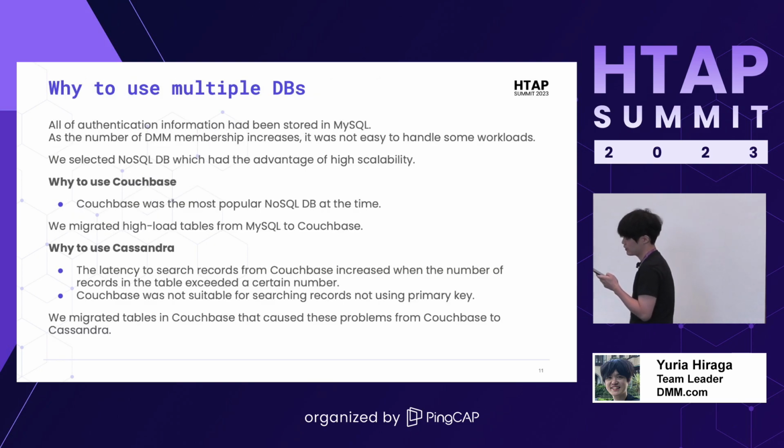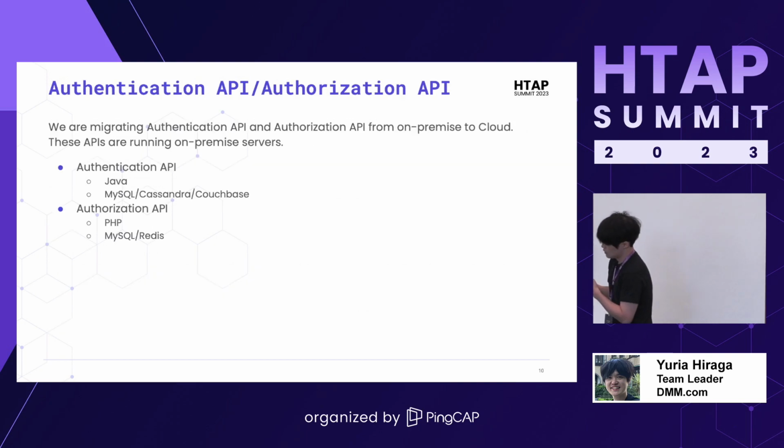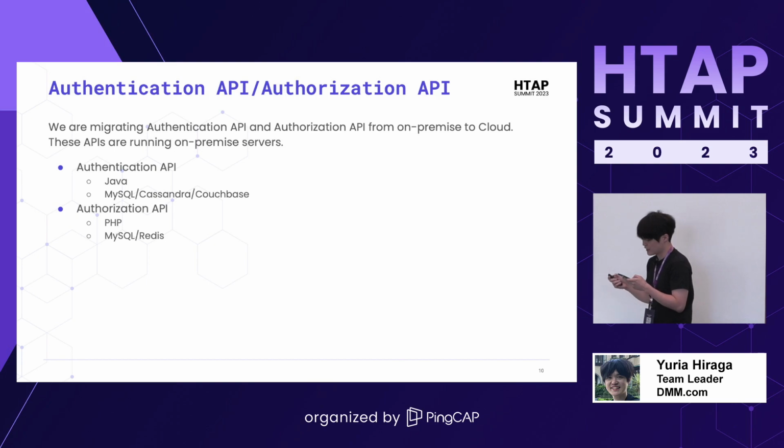Next, I explain the authentication API and authorization API. We are migrating these APIs from on-premise to cloud. These APIs are running on on-premises servers. I will explain what kind of resources we are using.